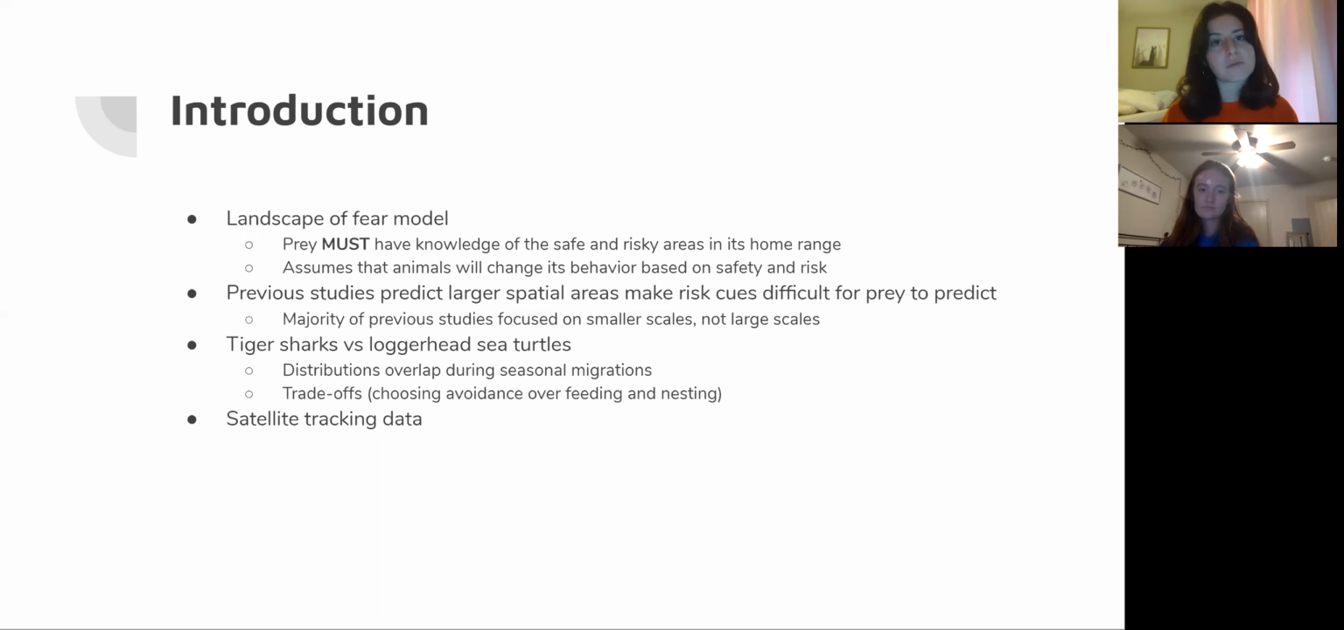In this study, we're talking about tiger sharks and loggerhead sea turtles. So loggerhead sea turtles are the prey item for tiger sharks. Their distributions are overlapping during their seasonal migrations in the summer. In the winter, they aren't overlapping. In the summer, they are. And sea turtles have these trade-offs between choosing to avoid predators or choosing to take the opportunities to find food or to find places for nesting and laying eggs. All of the data for this study was collected via satellite tracking.